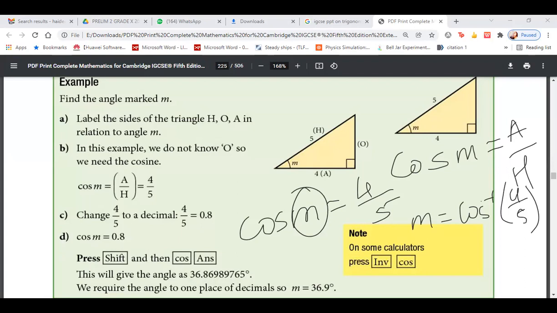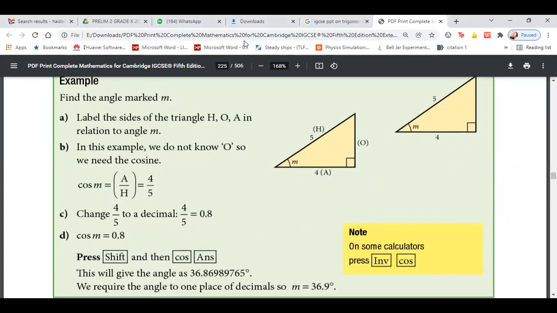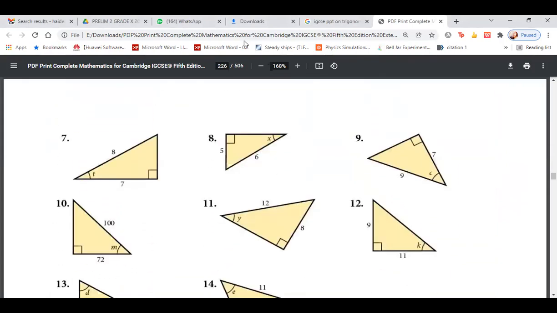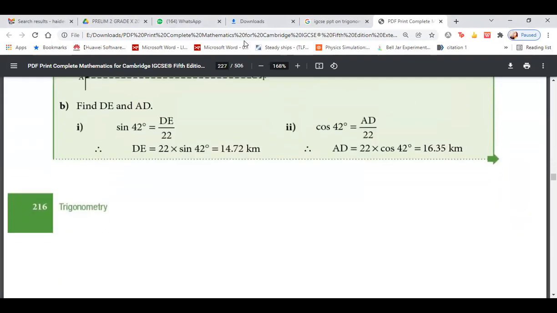Is this clear? Yes, sir. Okay. So that is the second type usually asked from this chapter. Then we move on to the next type of questions, which are on the basis of Pythagoras theorem.